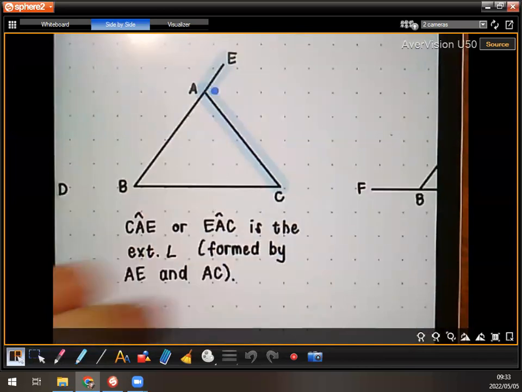All right, so let me just write here: exterior angle. If you want to, you can add in brackets, formed by AE and AC.